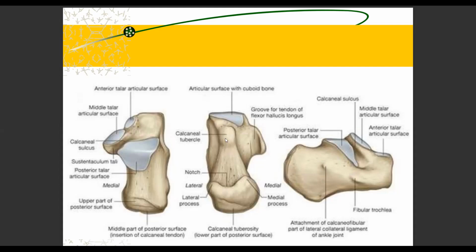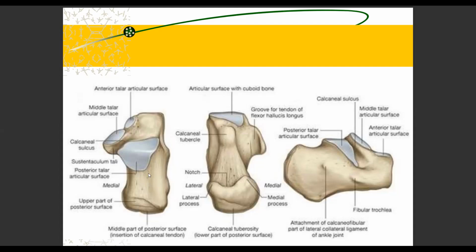And this is the calcaneal tubercle. This is the notch which is present between the two projections. The broader and larger medial projection is known as the medial process, while the lateral and smaller projection is known as the lateral process. This is a groove for the tendon of the flexor hallucis longus.